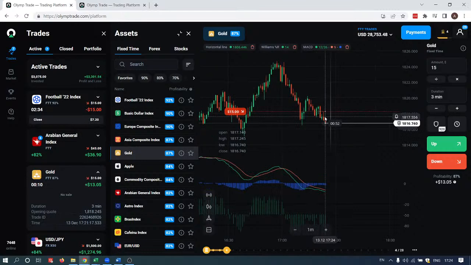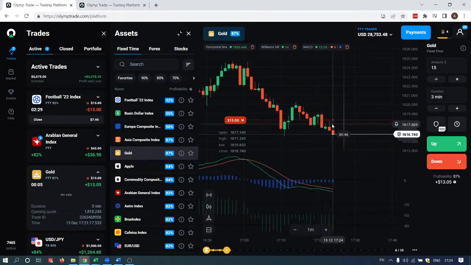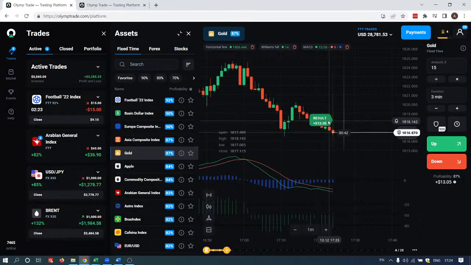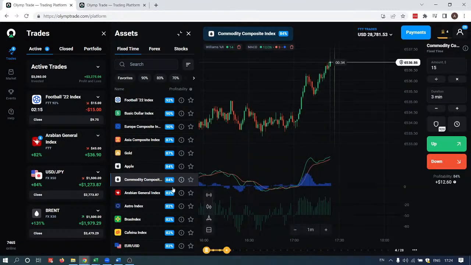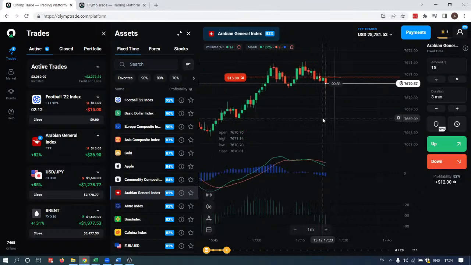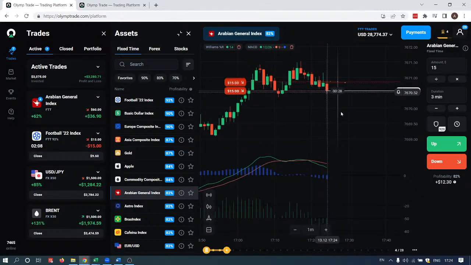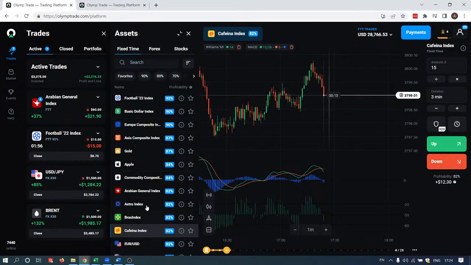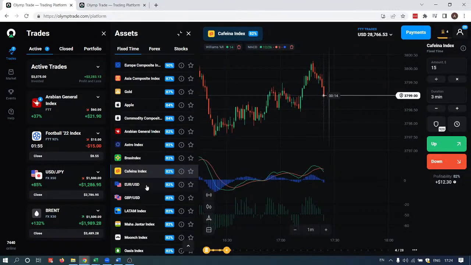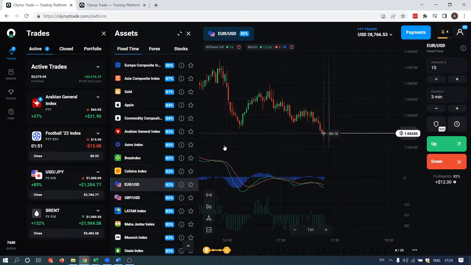All right, so that was a joke from gold. Gold keeps dropping. That was a nice little rebound, a small rebound, and now made some profit. All right, commodity composite index. Wow, guys, we just happen to be in a pretty trendy hour so far. If something starts growing, it continues growing. If something starts dropping, it just continues dropping.